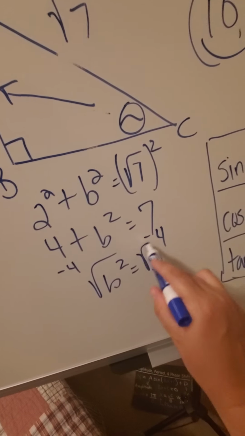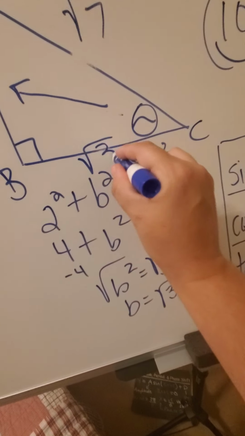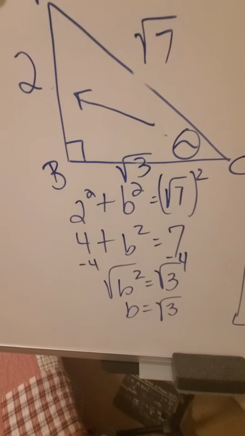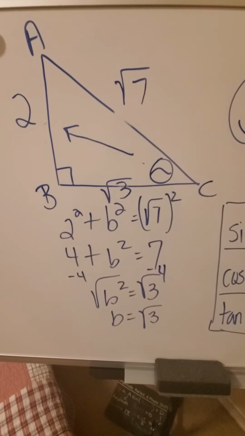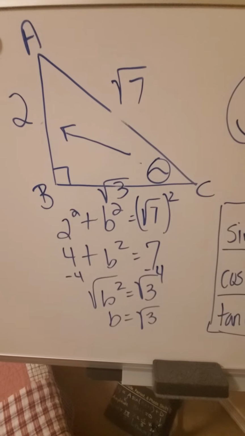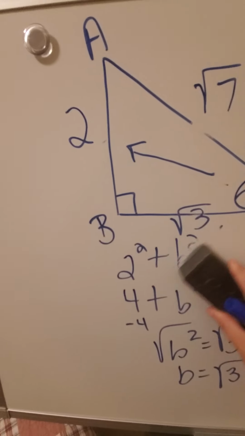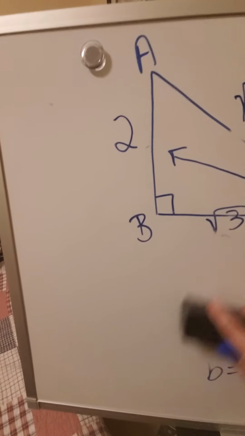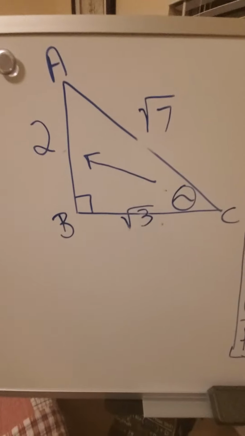So square root both sides. B would be the square root of 3. So that's what this is here, right? Does that make sense how I figured out that? Okay. So then I'm going to plug that stuff in to all my ratios. Okay, I'm going to erase this to get it out of my way. Okay, so I have all my side lengths.